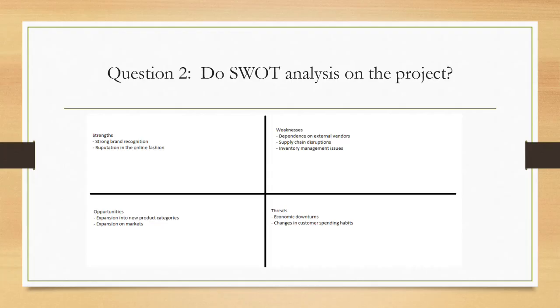SWOT analysis is strengths, weaknesses, opportunities, and threats. So what are the strengths you have, and what are the weaknesses of your organization? And opportunities and threats are the external factors: what opportunities will you get by doing this web application, and what threats are going to happen to your organization? Coming to this project, the strengths are strong brand recognition and reputation in online fashion.